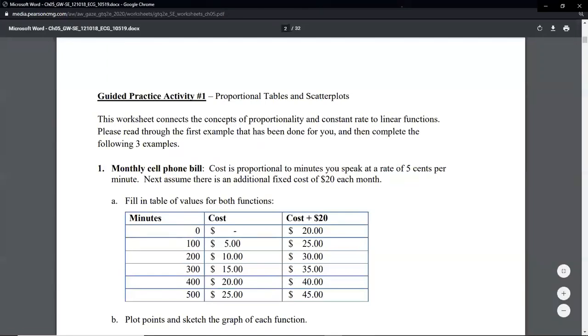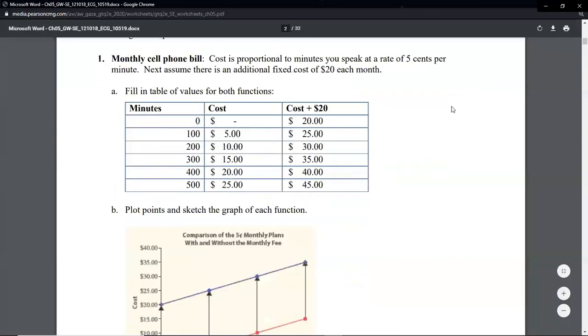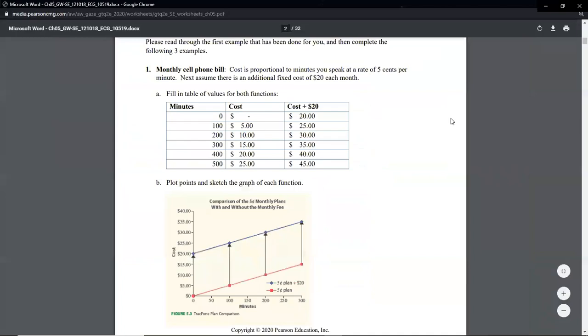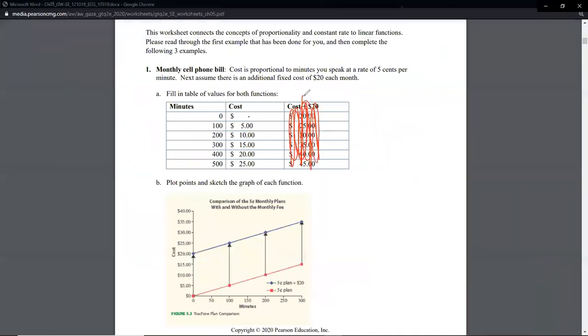But now we're also going to assume that on top of that, there's an additional fixed cost of $20 each month. So that's our taxes, our fees, etc. So what we have here is, I'm going to go ahead and get the graph up here. If you ignore this, that's what we were just doing before, but now in hundreds of minutes. So our cost is now in dollars. So 100 minutes would be 500 cents, which is $5. 200 minutes, $10. 300 minutes, $15. 400 minutes, $20. We're only talking about the 5-cent plan, not the 7-cent plan.